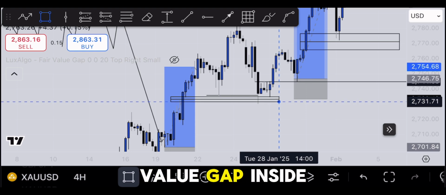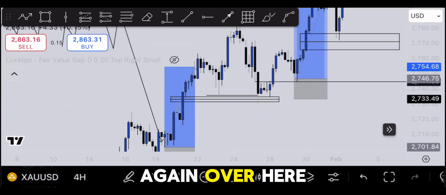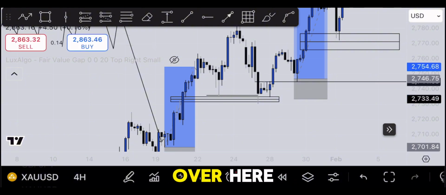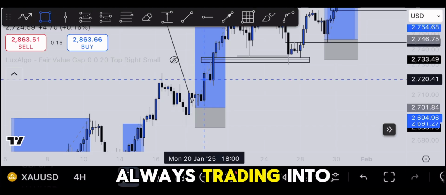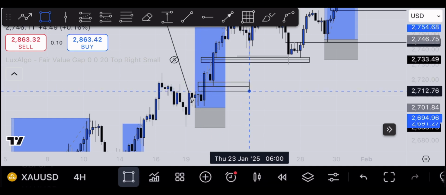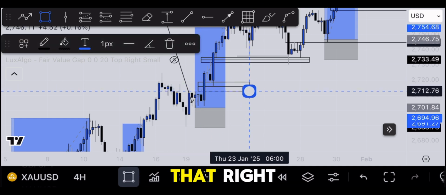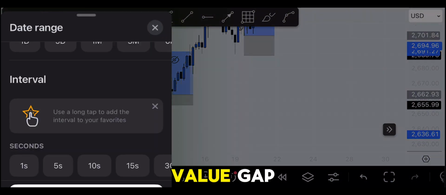We have a fair value gap inside here. So this could have been an entry again over here. We could have had an entry over here. And if you guys can just take a look, the market is always trading into these fair value gaps. For example, look at this, traded into that. Right, pretty much all our entries we are trading down into a fair value gap.